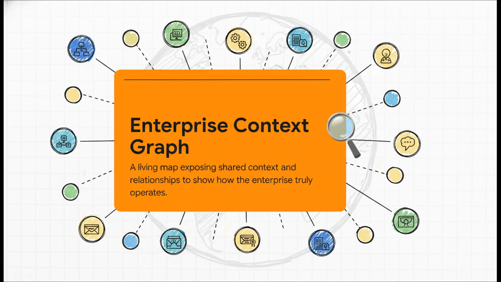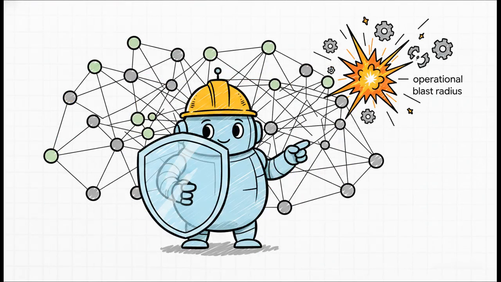Let's be clear, this is not just another static data catalog. It is an active, highly interconnected map tracking the relationships between your data, your software, your workflows, and your business rules. Okay, so what does this actually unlock for your engineering teams?